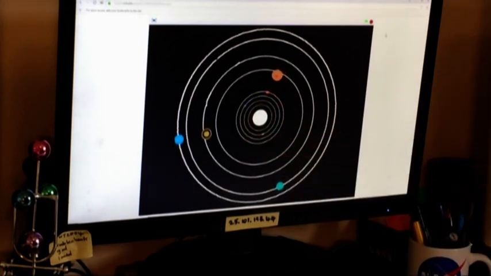This program shows the relative lengths of the orbital periods of the planets in our solar system, showing how fast they move around the Sun compared to each other. Here's a listing of the program to show you what I've done.